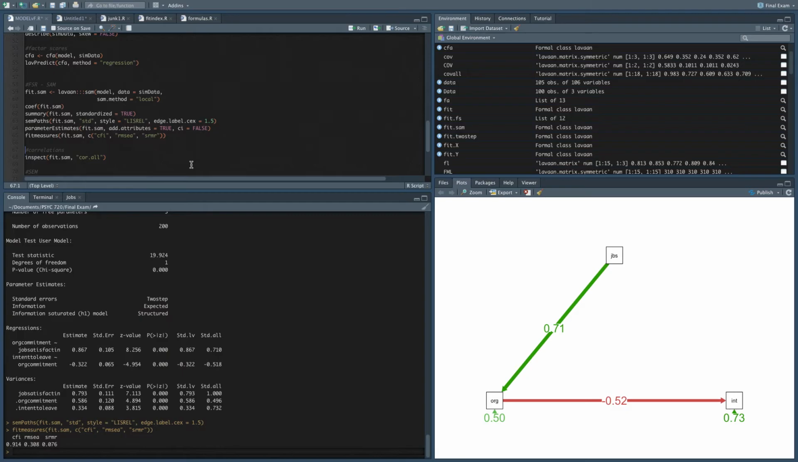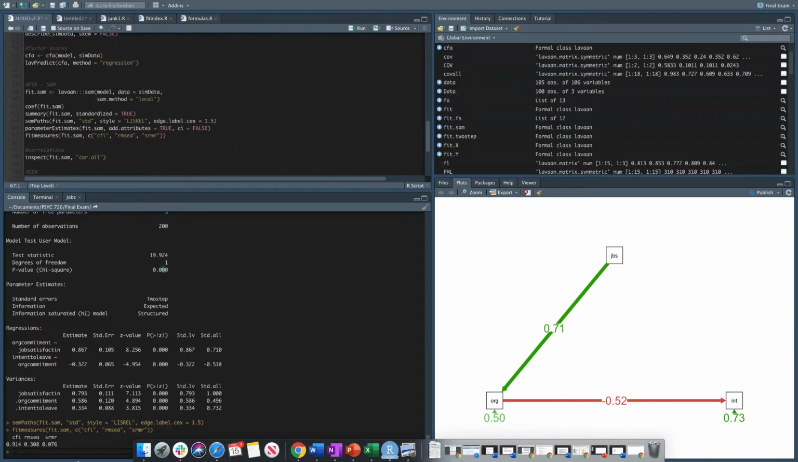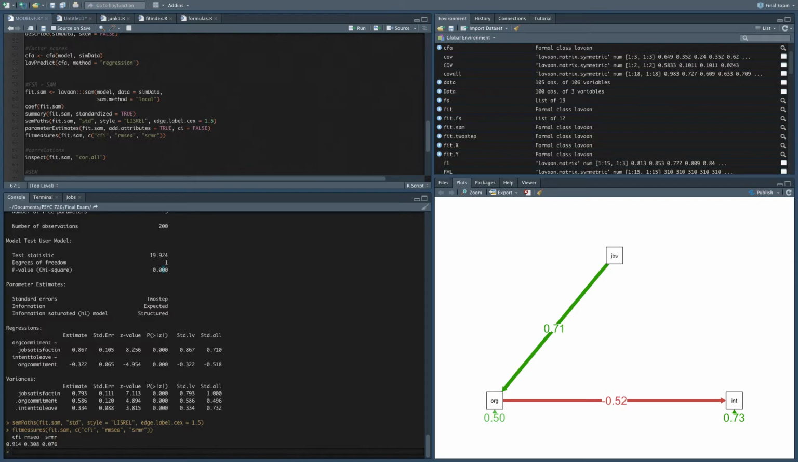So now we can look at the fit measures. According to Rex Klein in his guidelines paper for structural equation modeling, it's really important that we look at the chi-square test statistic, which we already saw up here, and it was significant, so that's good. Also the CFI, the comparative fit index, the root mean square error of approximation, RMSEA, and the standardized root mean square residual, SRMR.